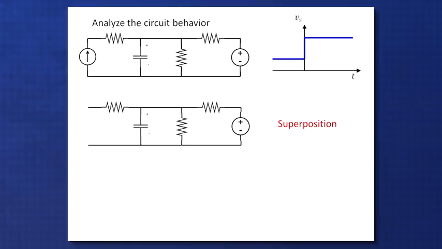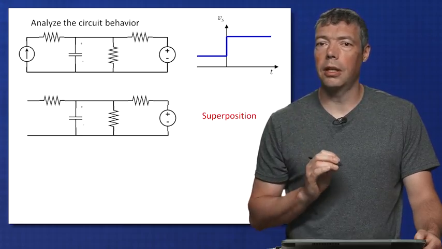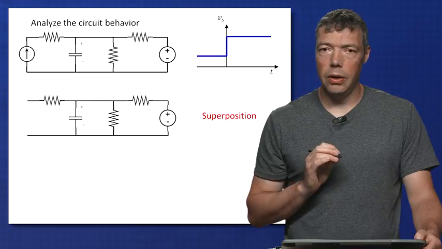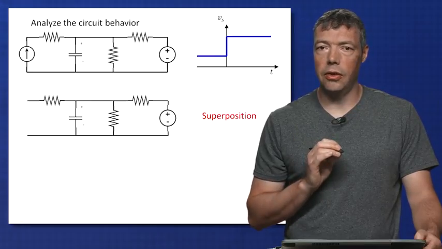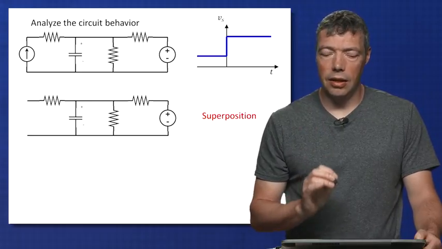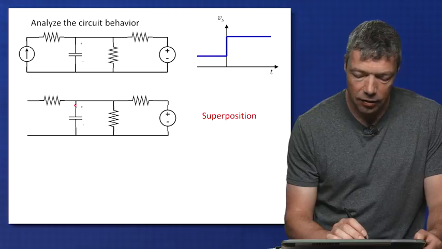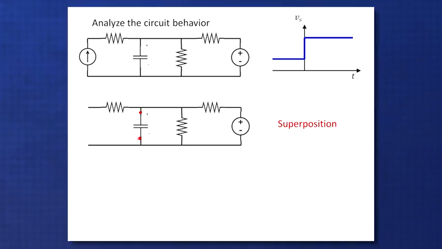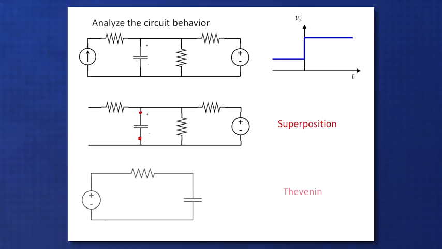For linear systems, I can use superposition, so I can look at the effect of each source individually. When you analyze these circuits, this is typically what you want to do. What I also can do in linear systems is replace everything that is connected to the capacitor by its Thevenin equivalent. So I can replace all these resistors and the voltage source by their Thevenin equivalent, and find the equivalent system that basically just has one resistor, one capacitor, and one source.